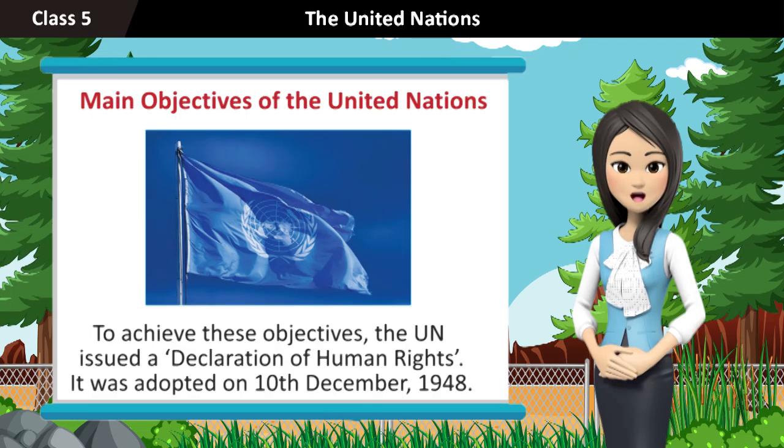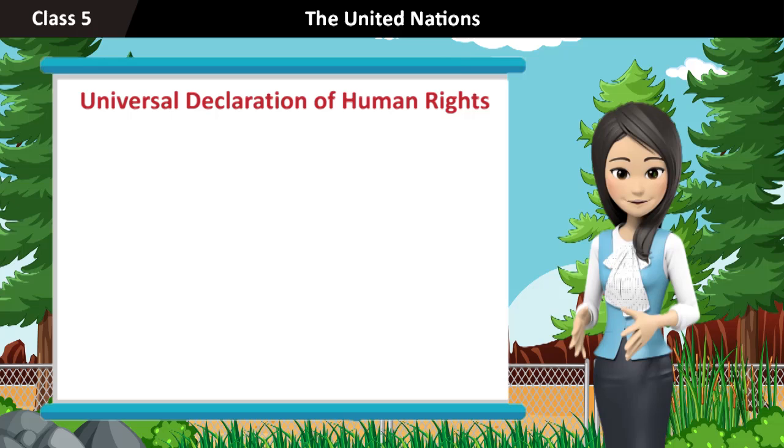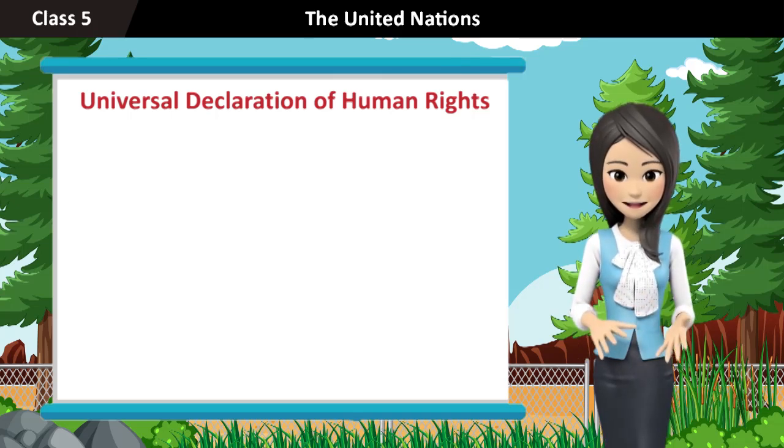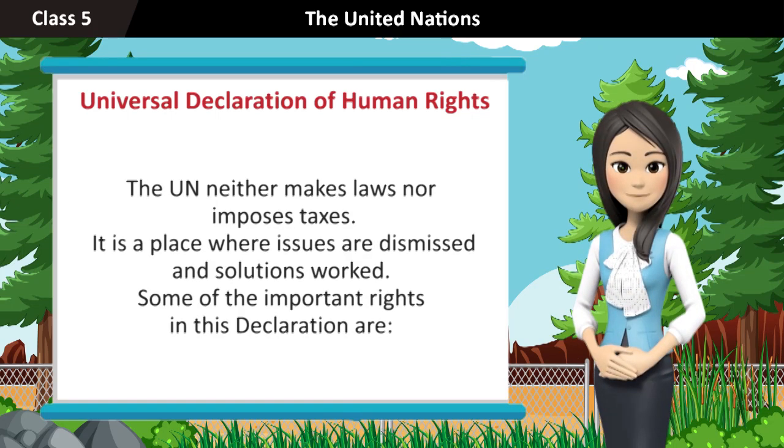To achieve these objectives, the UN issued a Declaration of Human Rights. It was adopted on 10th December 1948. Universal Declaration of Human Rights. The UN neither makes laws nor imposes taxes. It is a place where issues are discussed and solutions worked out.